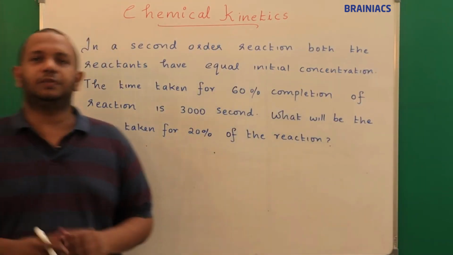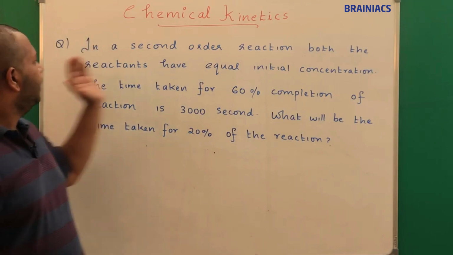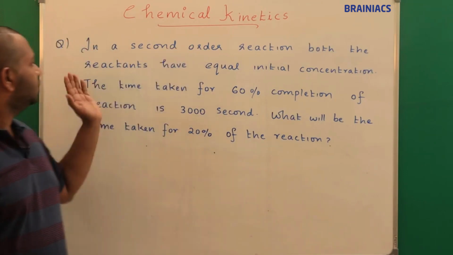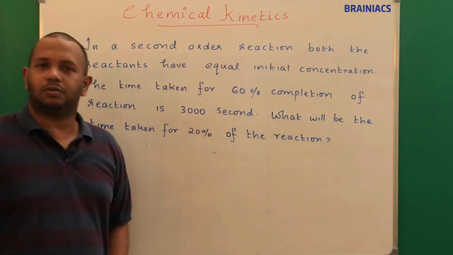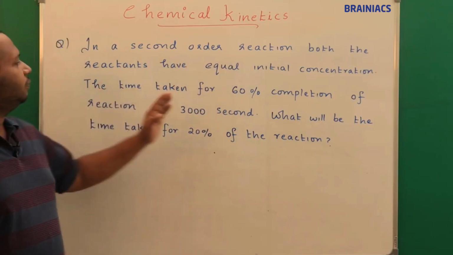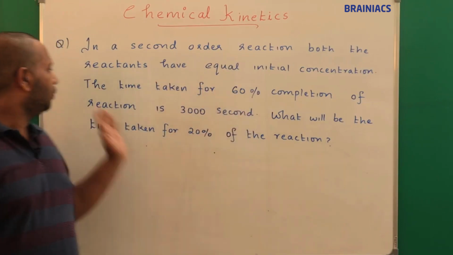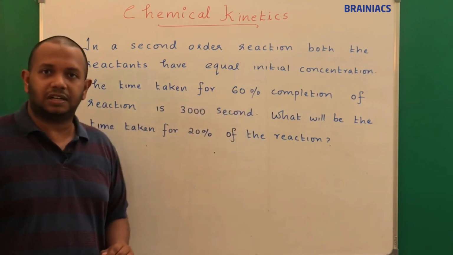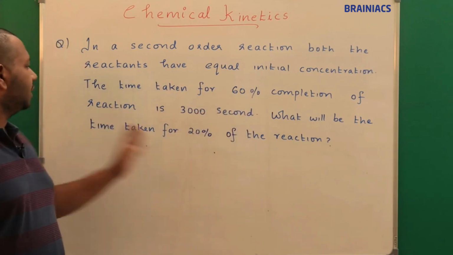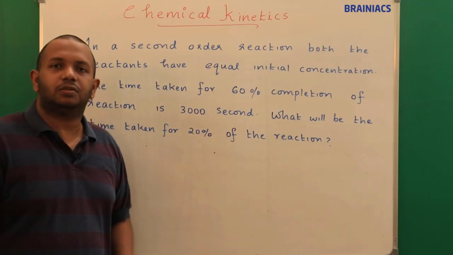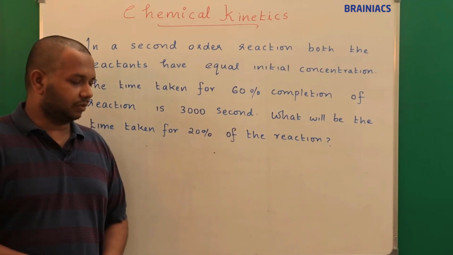So we have a new question in front of you. In a second order reaction, both the reactants have equal initial concentration. The time taken for 60% completion of the reaction is given as 3000 seconds. What will be the time taken for 20% of the reaction to get completed? So this is the question here.